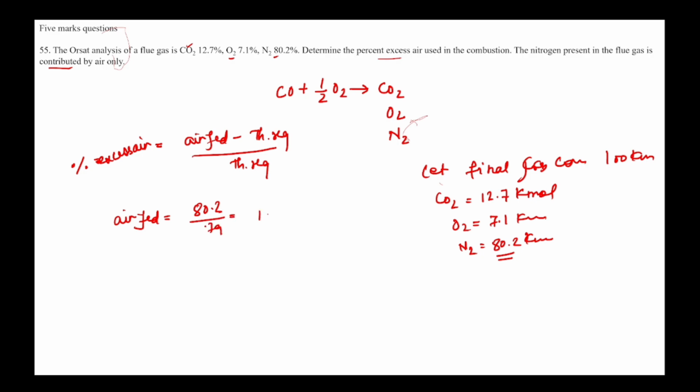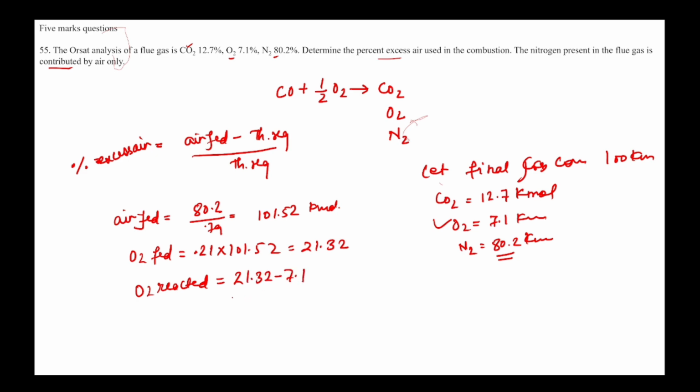It will give 101.52 kilomole of air fed. So O2 fed in the reaction is 0.21 into 101.52, which is equal to 21.32, right? O2 left is 7.1. This is the O2 unreacted, because it is in the end product. So O2 reacted is 21.32 minus 7.1, which gives 14.22. Right, this is O2 reacted.